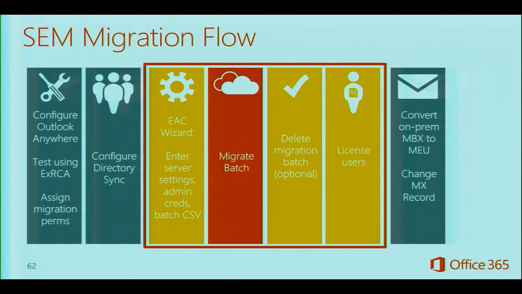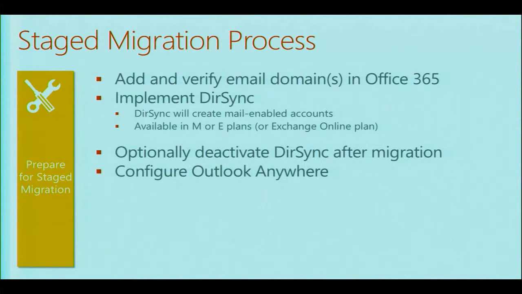There's a lot more detail than we have time to talk about, so I've got links that cover all that stuff in the notes of this particular slide as well. But let's look at some of the details, though. So when preparing for a stage migration, once again, the first thing you're going to want to do is go into Office 365 and add all of your SMTP domains and have them validated and verified by the cloud. The stage migration does need DirSync, so you will have to enable and implement DirSync, and at that point, it will create the necessary user objects in Office 365 for you.